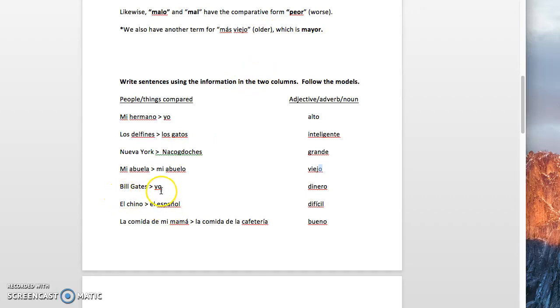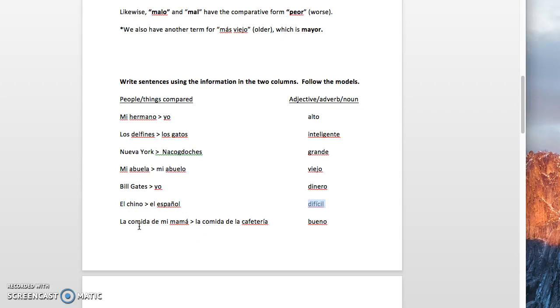Bill Gates y yo. Bill Gates, and we're not going to use the verb es, but rather the verb tiene, porque dinero significa money. It's something that you have, not something that you are. So Bill Gates tiene más dinero que yo. El chino y el español. El chino es más difícil que el español.